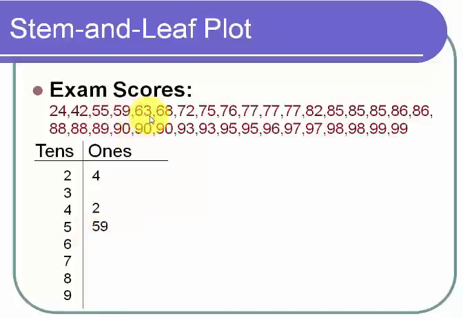For the 60's, I have a 3 and an 8. For the 70's, I have a 2, 5, 6, 7, 7, 7. So I put 2, 5, 6, 7, 7, 7 under the 1's digits next to the 10's digit of 7. And I do the same for the 80's and the 90's.